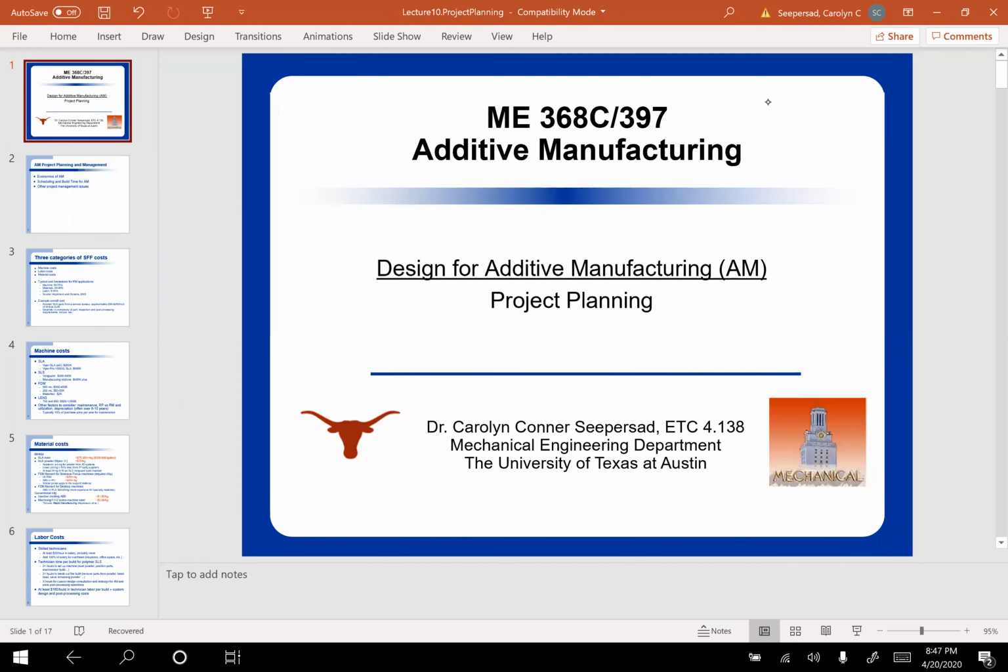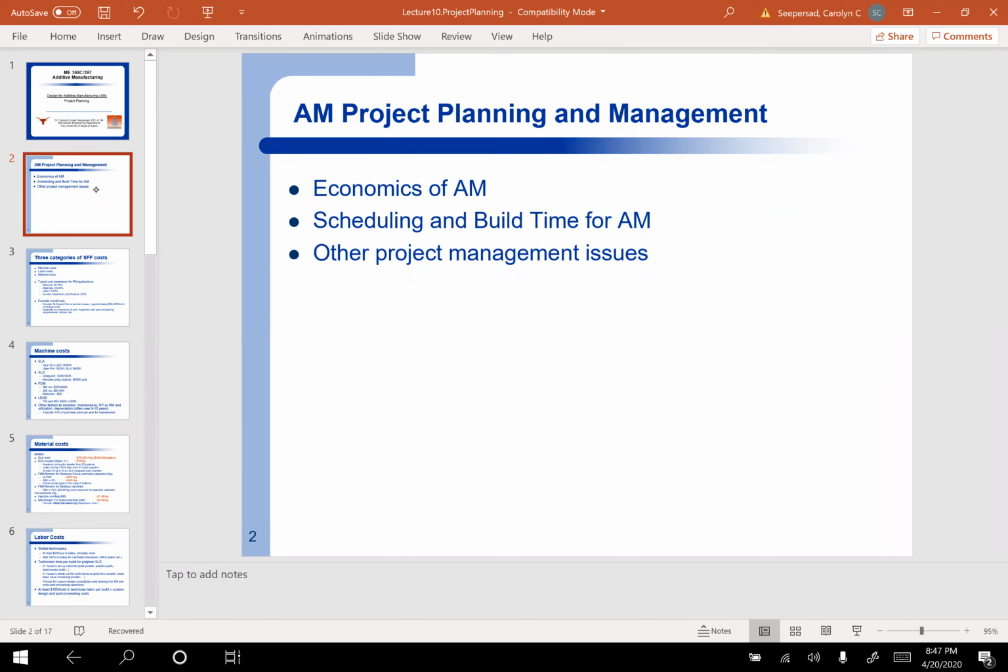All right. For our next topic in design for additive manufacturing, we want to focus on product or project planning. There are some important topics in here we want to cover. We want to talk a little bit about the economics of AM, how you estimate build time for additive manufacturing, and other related project management issues. In particular, we'll be focusing a lot on SLS because that's our technology of choice for our semester-long projects.